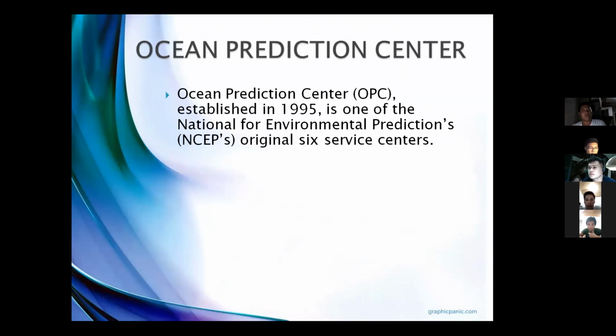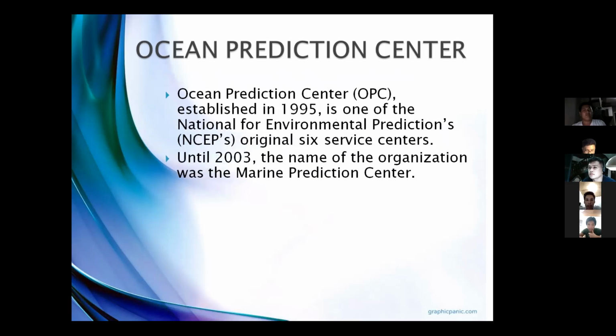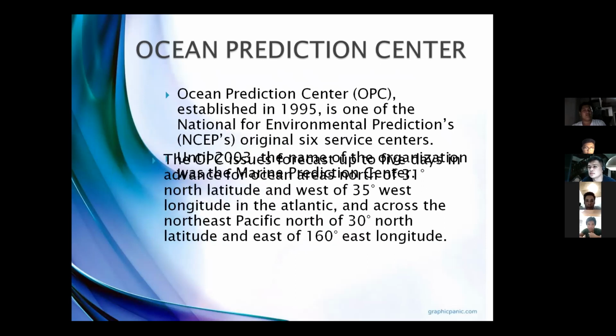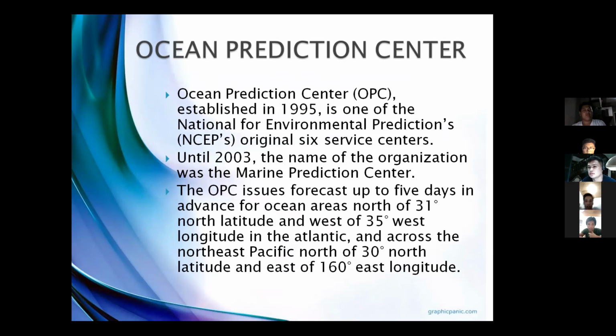The Ocean Prediction Center, established in 1995, is one of the National Centers for Environmental Prediction, NCEP's original six service centers. Until 2003, the name of the organization was the Marine Prediction Center. The OPC issues forecasts up to 5 days in advance for ocean areas north of 31 degrees north latitude and west of 35 degrees west longitude in the Atlantic, and across the northeast Pacific north of 30 degrees north latitude, east of 160 east longitude.